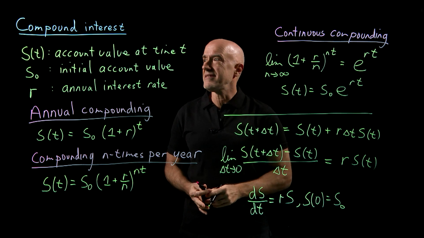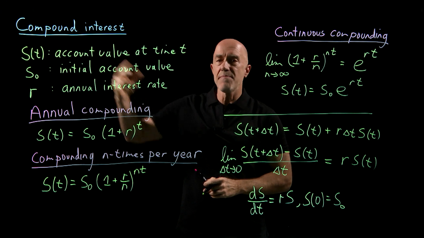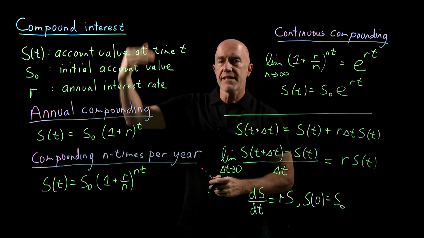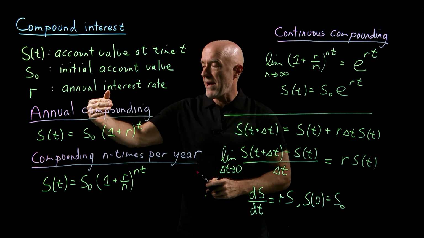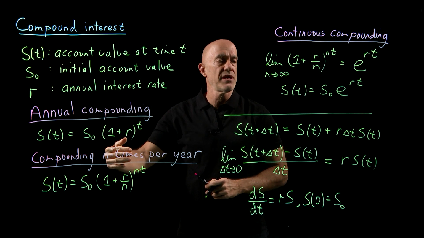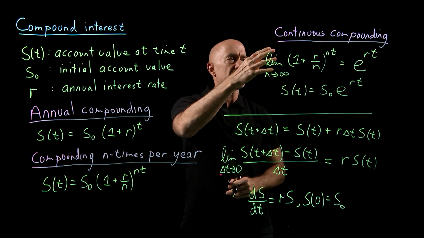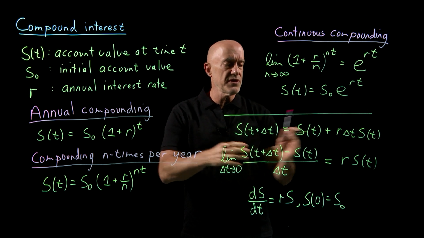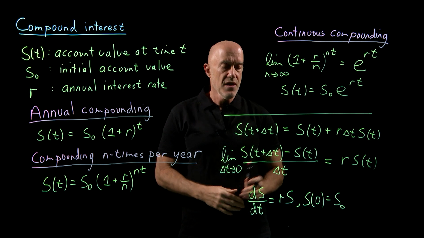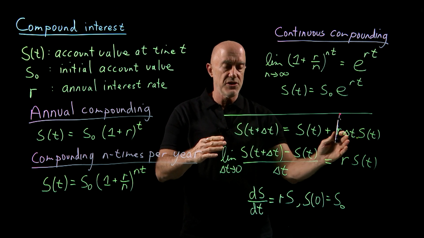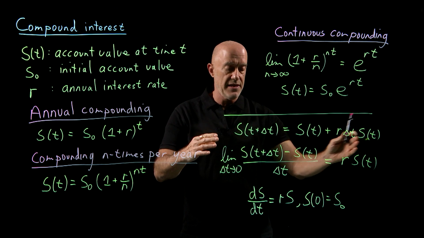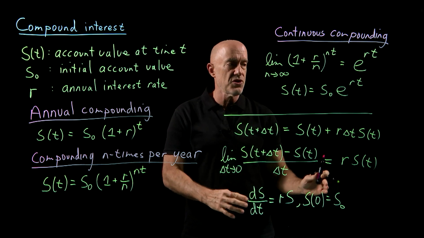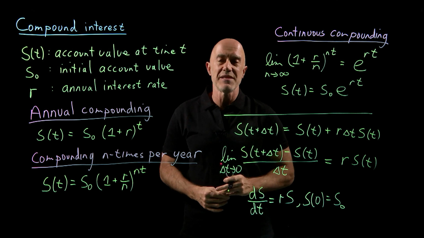Let me summarize. We're talking about compound interest. When you earn interest on your interest, we took a stepwise approach, annual compounding, n times per year, until we got to continuous compounding and introduced the exponential function. Here we use a differential equations approach. We consider the difference equation for S of t plus delta t. We limit it to get the derivative, and then the derivative and the initial condition will give us the exponential function solution.